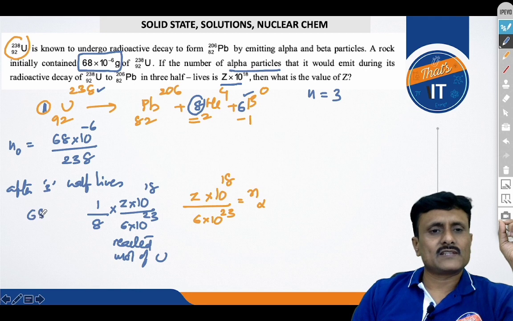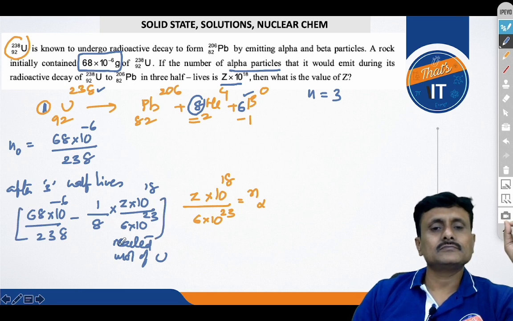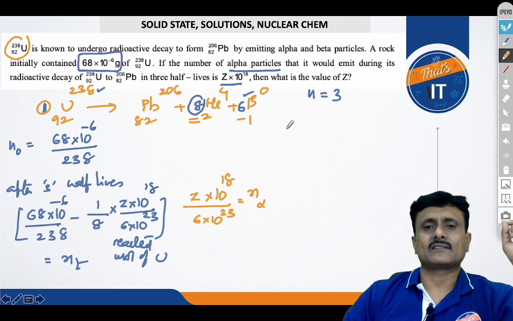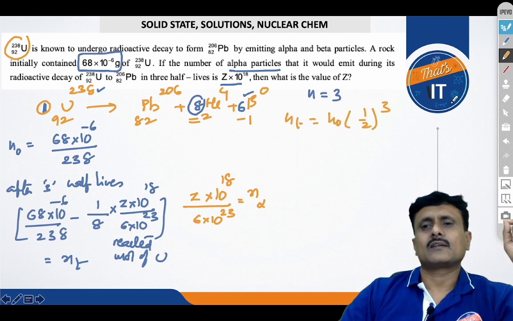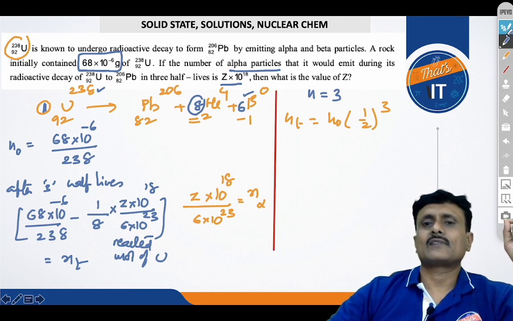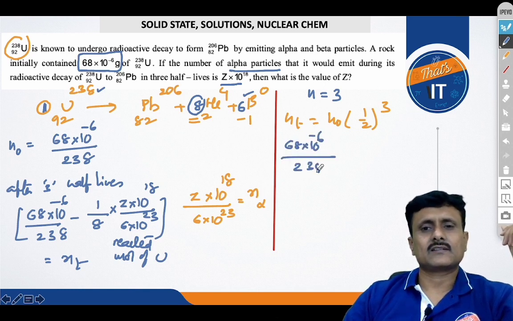How much you took initially? This much. So the remaining is the difference, isn't it? So this is nothing but your final moles. Now we know the formula, isn't it? Nt is equal to n naught into 1 by 2 whole power number of half-lives, which is given in the question as 3. Now when I substitute the values, the calculation is a bit lengthy here, but the question has simple concepts only.